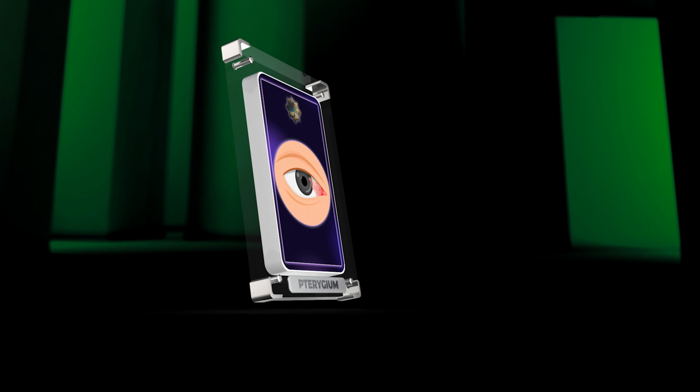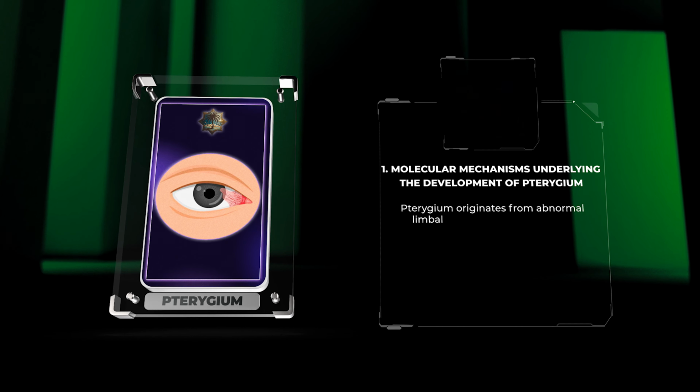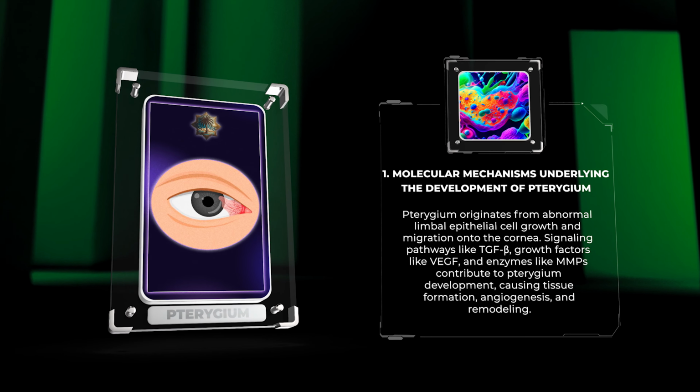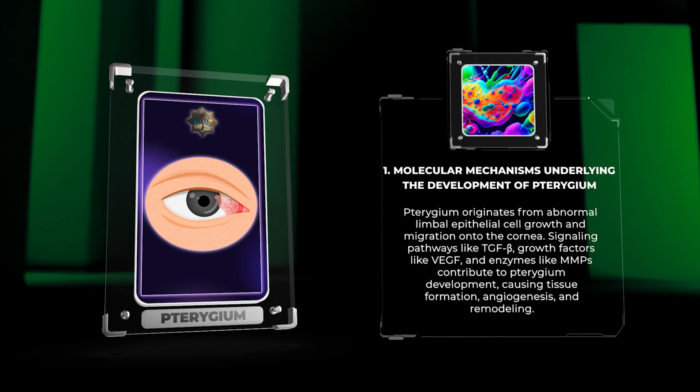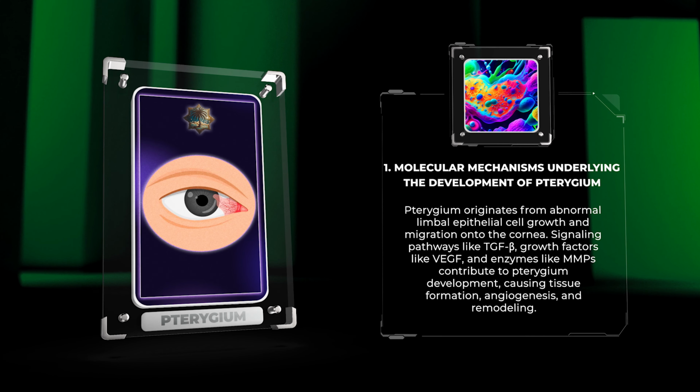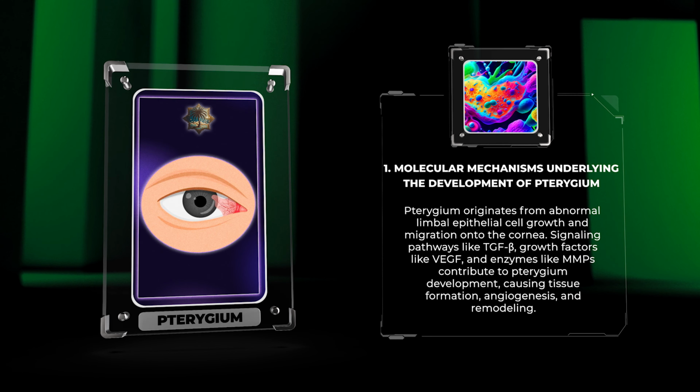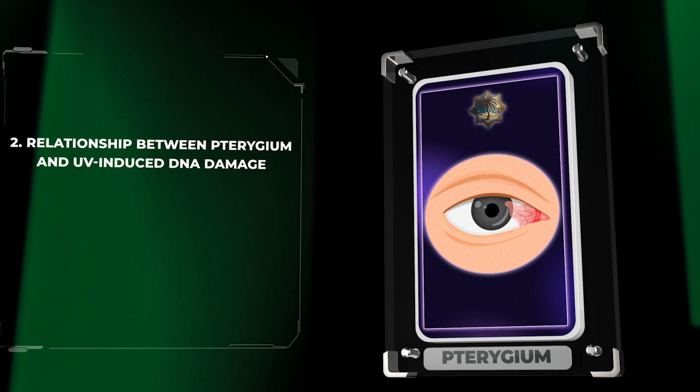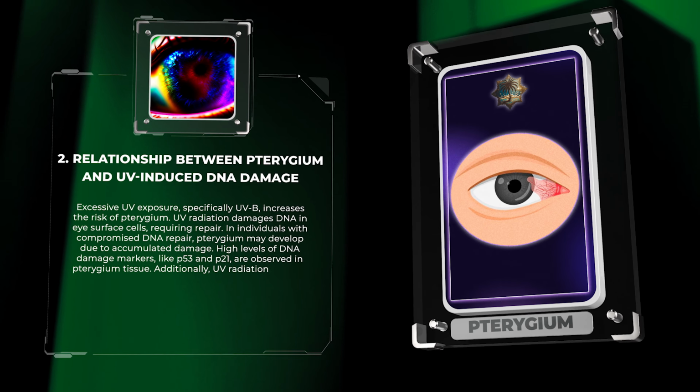Pterygium originates from abnormal limbal epithelial cell growth and migration onto the cornea. Signaling pathways like TGF-beta, growth factors like VEGF, and enzymes like MMPs contribute to pterygium development, causing tissue formation, angiogenesis, and remodeling. Excessive UV exposure, specifically UVB, increases the risk of pterygium.